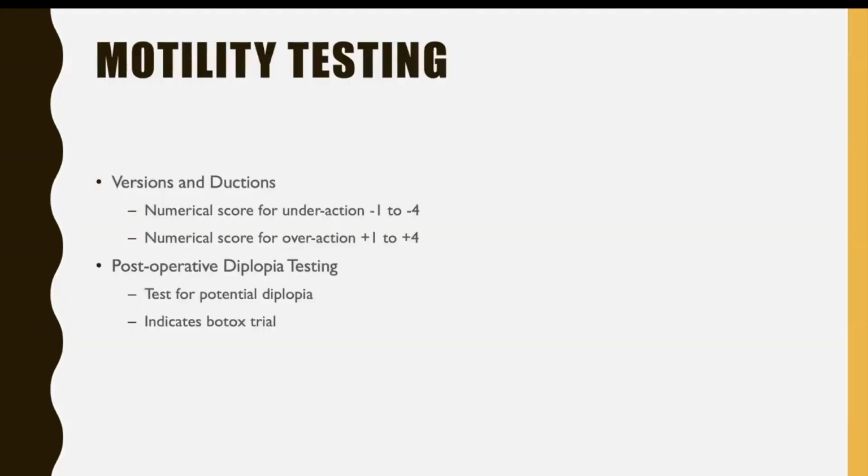Your motility testing, you're going to look at versions and ductions, and then what your orthoptic colleague is going to give you is a numerical score for underactions from -1 to -4.